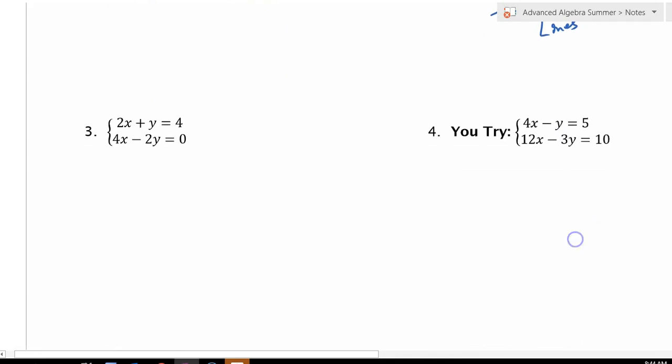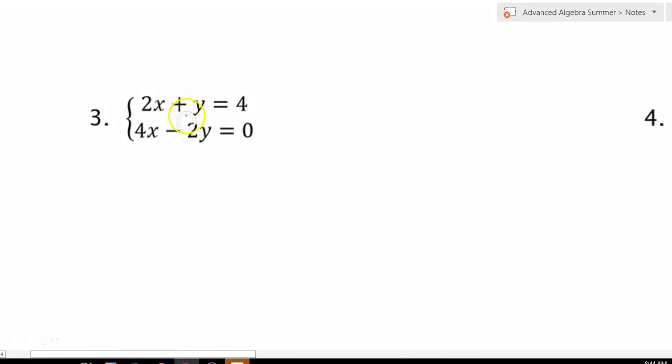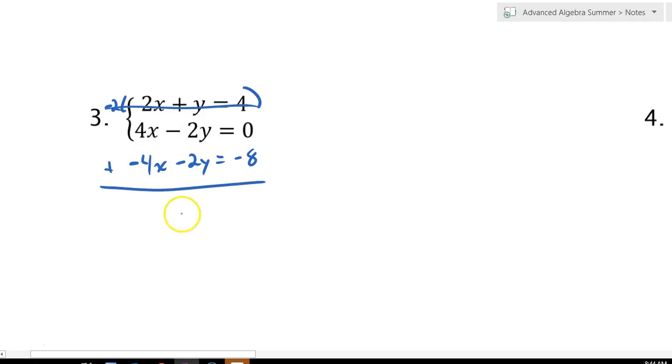All right, check out these two. So here, let's see, cancel my x's. So to get 2 is 4, let's go ahead and multiply it by negative 2. So I get negative 4x minus 2y equals negative 8. When I add those, I get 0. This gives me negative 4y equals negative 8. My x's cancel, and my y's will not cancel. And then here, we have our negative 8. I divide both sides by negative 4 and get y is equal to 2.